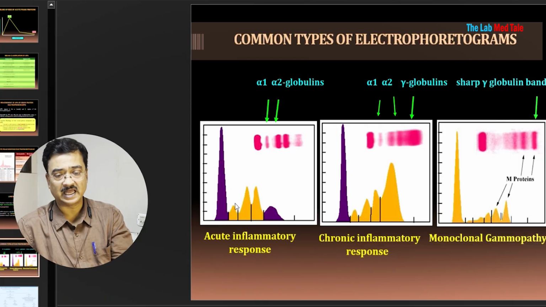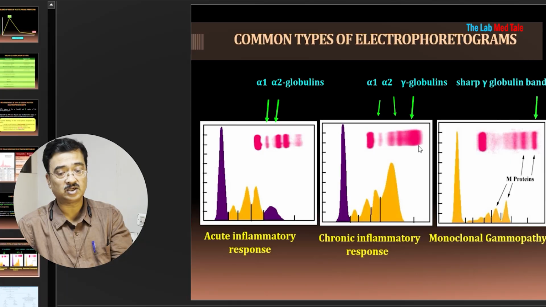This is albumin, alpha 1, alpha 2, beta 1, beta 2. This entire thing is gamma. Sometimes you will find a very large peak in the gamma region, which is one monoclonal peak. It is called an M band or monoclonal band, which is pathognomonic of multiple myeloma. Sometimes you may get a diffuse band like this, which is a diffuse gamma globulin rise, basically an inflammatory response leading to polyclonal gammopathy.